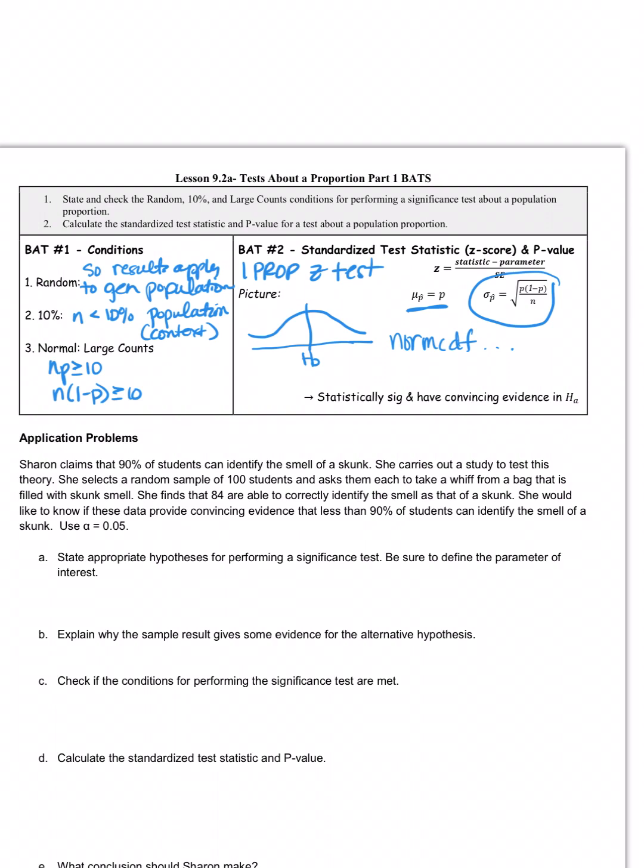Now, when is a result statistically significant and has convincing evidence of the alternative? That is when the p is lower than the alpha. Or that is when we reject the null hypothesis. Those results are considered statistically significant and we have convincing evidence of the alternative. Okie doke.